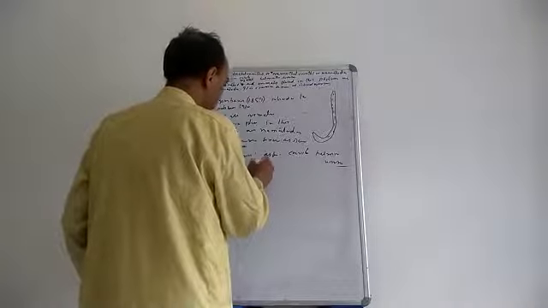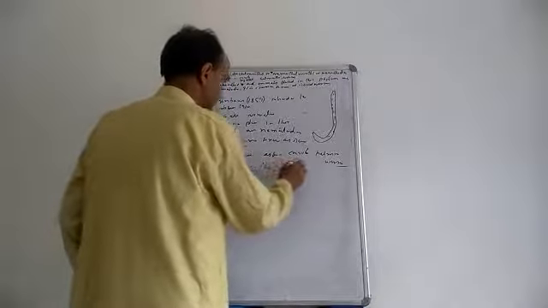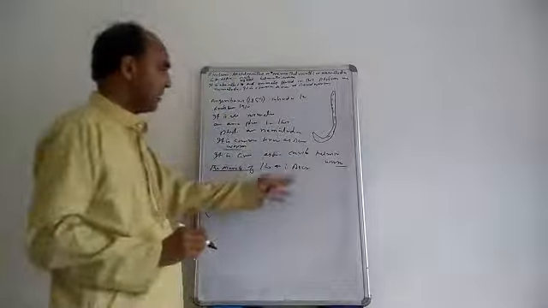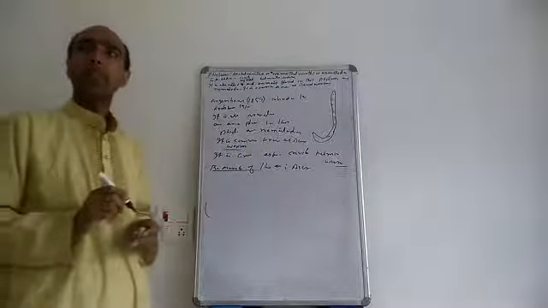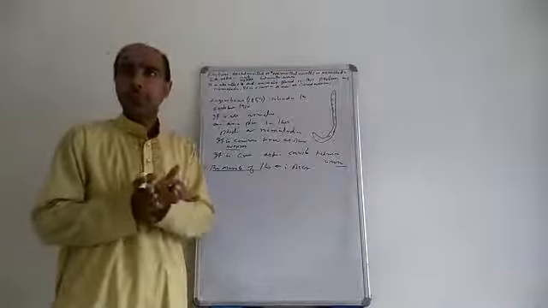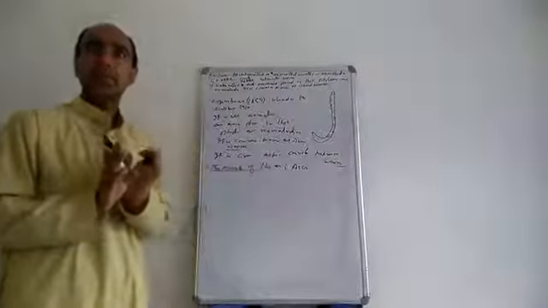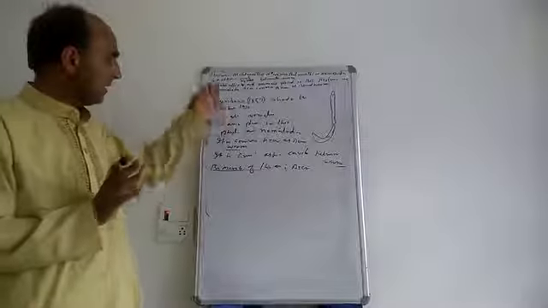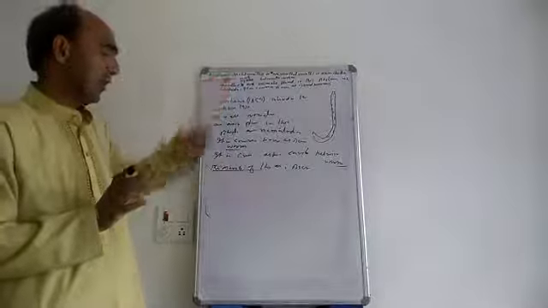Members of this group are Ascaris, hookworm, pinworm, filarial worm, and other roundworms. These are the organisms which are present in Aschelminthes.